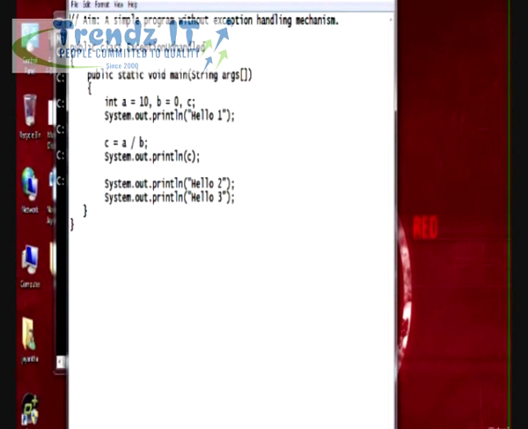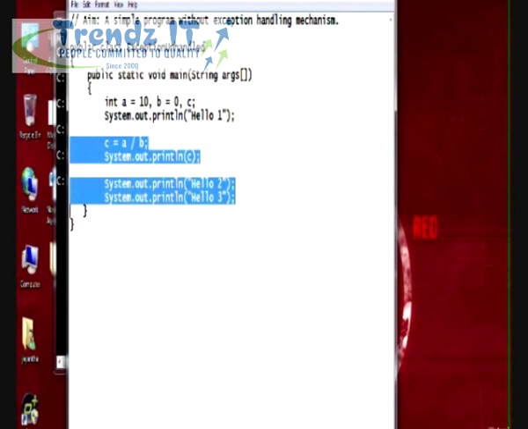I write the unhandled exception example. When A by B is undefined, what value will the computer, the JDK, give to C at this point? The problem here is division by zero. Division by zero is a problem at runtime. The system is unable to decide on division by zero, so the whole program terminates.